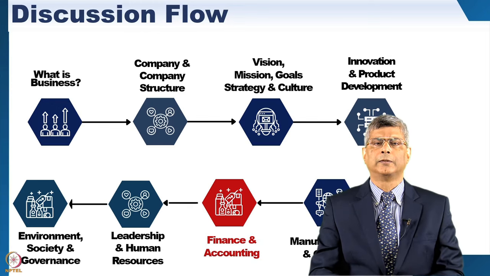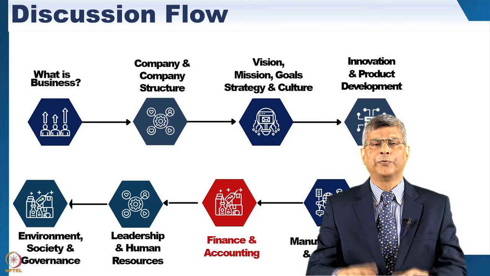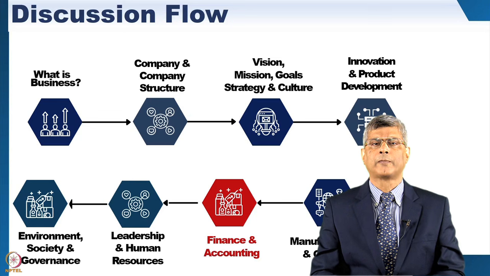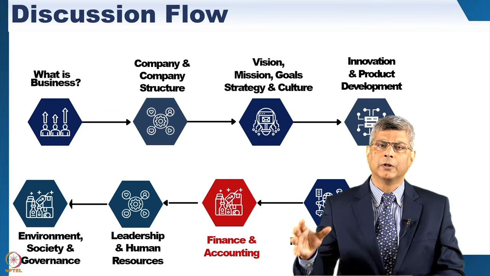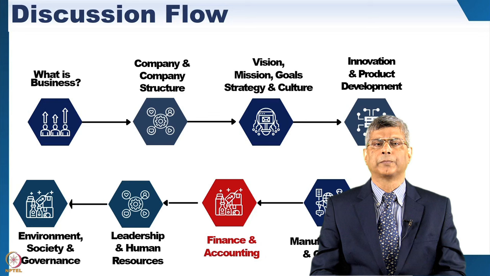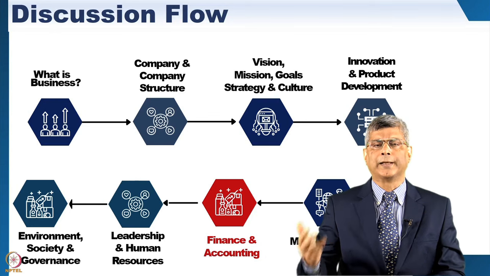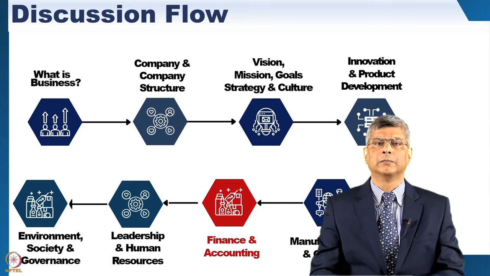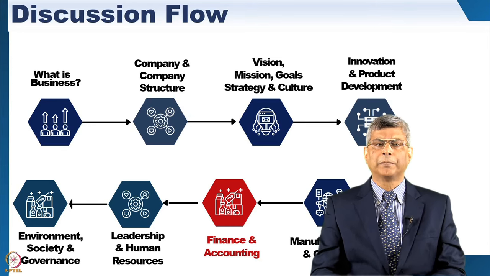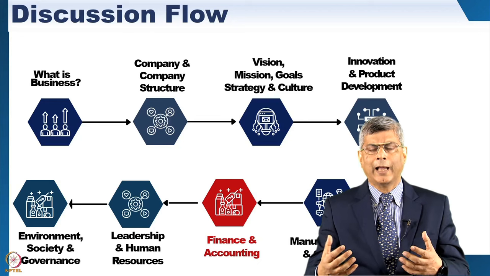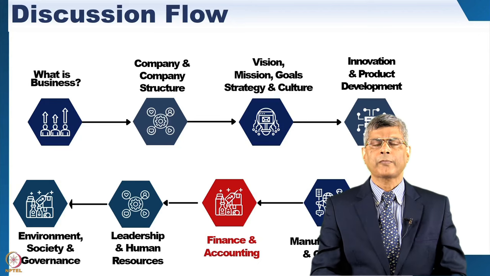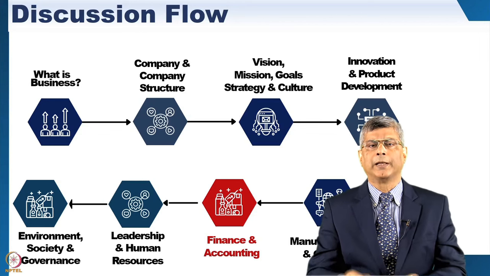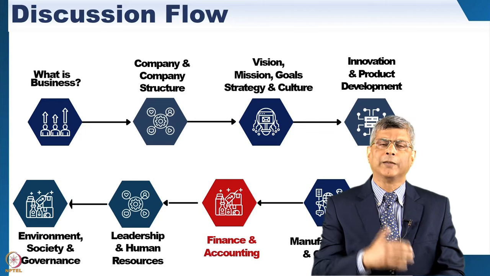In the first week, I shared an overview of what a business is, what a company is, and how a company is structured. And then I talked about the big picture of a company: vision, mission, goals, strategy, culture, etc. And then we went a little bit deeper into the company and talked about how companies innovate and create new products, and how they launch and mass manufacture those new products with the right quality.